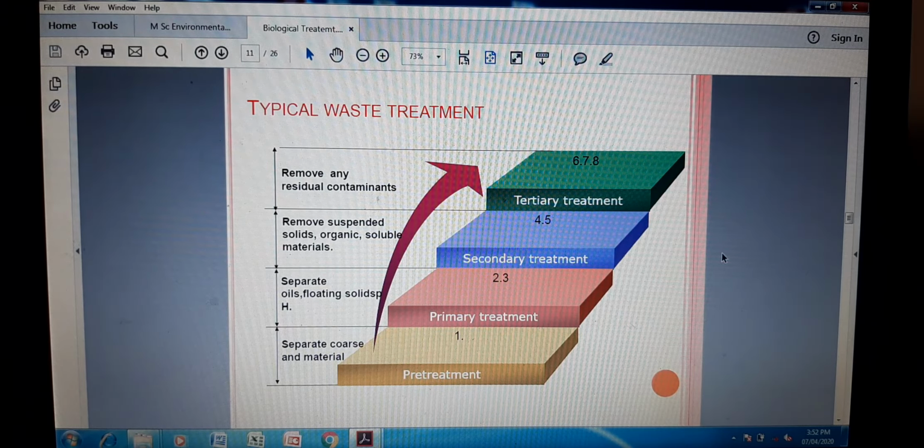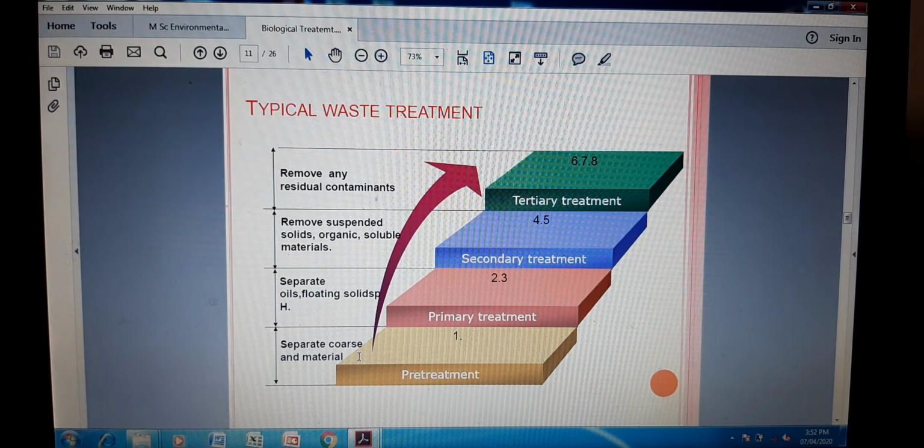Now the next is typical wastewater treatment. If you see, in pre-treatment we separate the coarse material, meaning material of large size, which can be removed in this preliminary treatment, or we can say the pre-treatment.